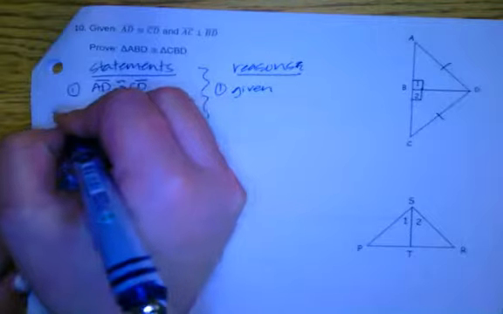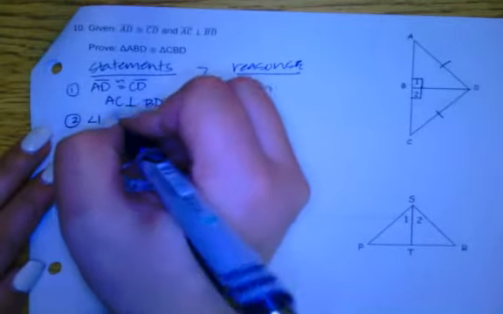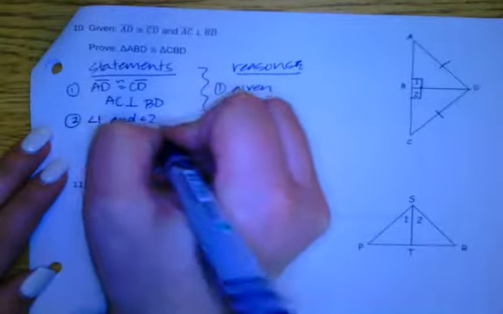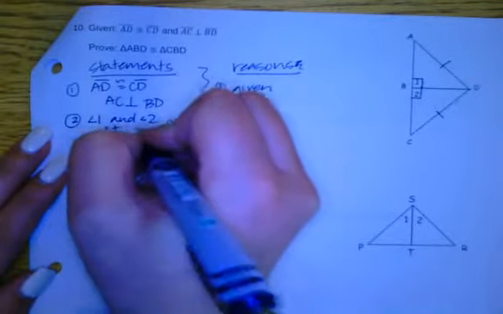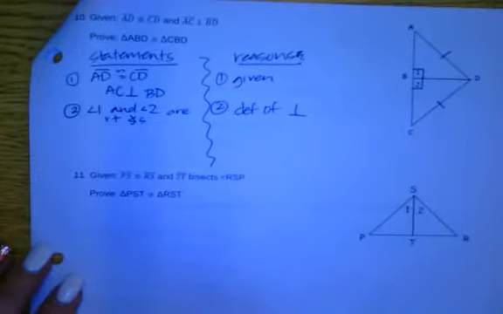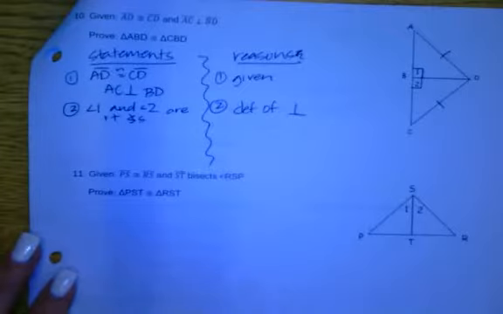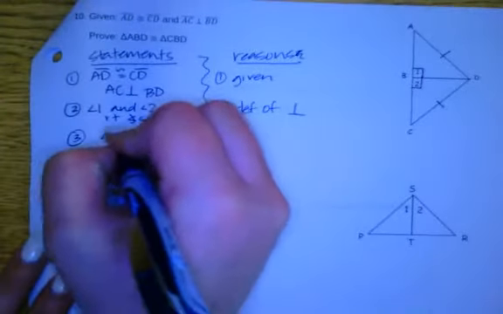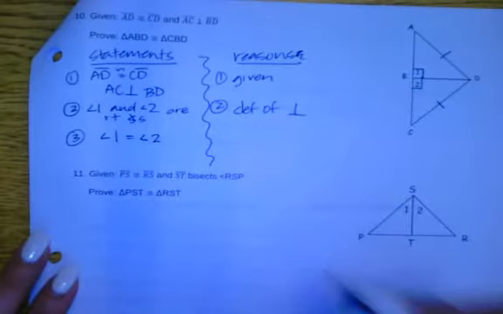Okay, so you need to write that as a step. So angle 1 and angle 2 are right angles. And why are they right angles? Because they are perpendicular. Definition of perpendicular. Okay, so now you know that they're equal to each other. Because why? Definition of right angles. Sorry, this is 5 steps I like.